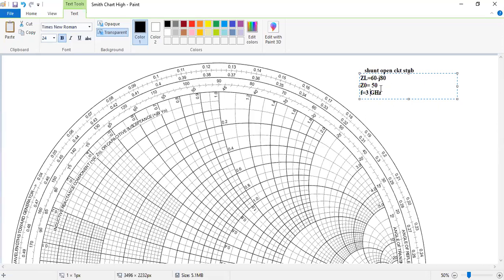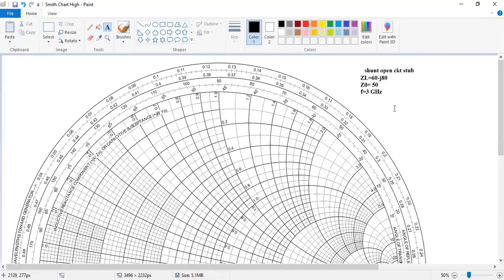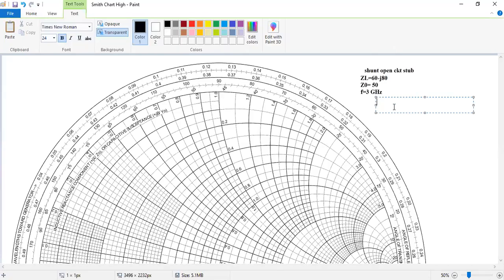ZL value is given, Z0 value is also given, and frequency is given. So you have to start. I expect the answers from you. So in the solution part, what do we start with? Now, ZL normalize. Am I right? So how much will it be? Quickly, can you give me?